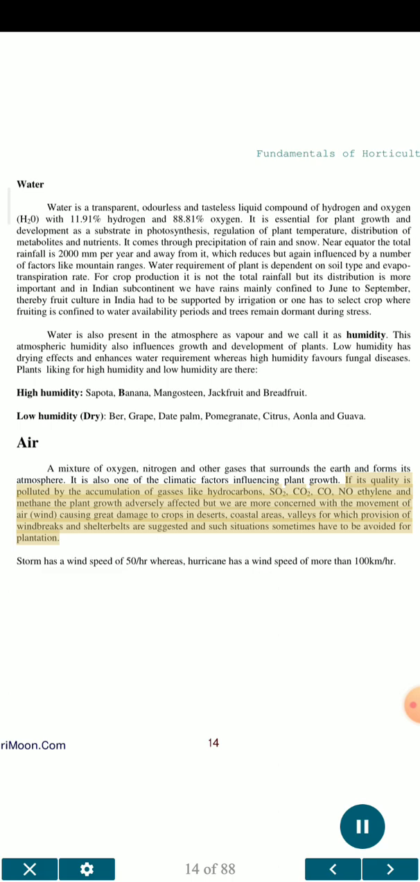growth is adversely affected. But we are more concerned with the movement of air, wind, causing great damage to crops in deserts, coastal areas, valleys, for which provision of windbreaks and shelter belts is suggested, and such situations sometimes have to be avoided for plantation. A storm has a wind speed of 50 km per hour whereas a hurricane has a wind speed of more than 100 km per hour.